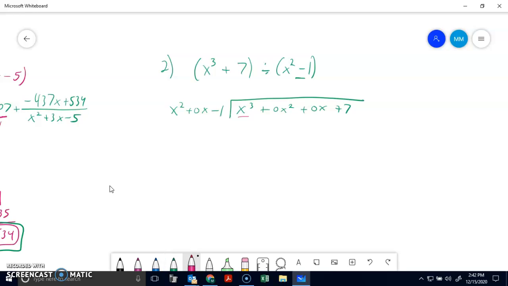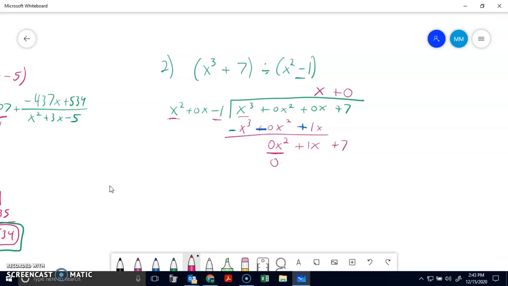So again, I'll divide the first terms only. X to the third divided by x squared is just x. And that goes all the way over there lined up with the other x. And then I have x to the third. 0 times anything is 0, x squared. X times negative 1 is negative 1x. Subtract. Subtract. Minus the negative becomes a plus. 0 plus 0 is 0x squared. 0 plus 1 is 1x. Bring down the 7. 0 divided by anything is 0.